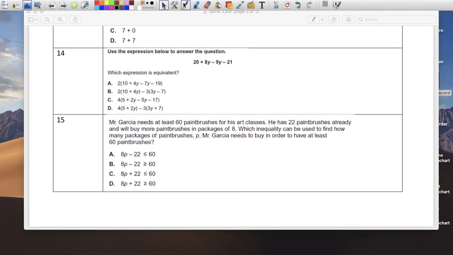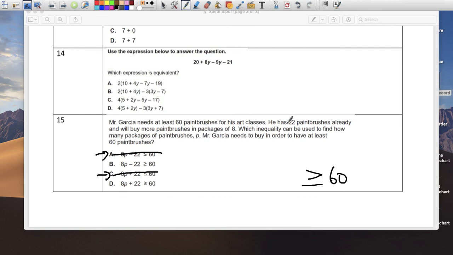15. Last question. He wants to buy at least 60 paintbrushes. If you want to buy at least 60 paintbrushes, it's telling me that you need to have 60 or more. Looking at this, you can already tell that C is going to be a goner and A is going to be a goner, because they both have less than signs. So those two are out. That's what my first sentence says.